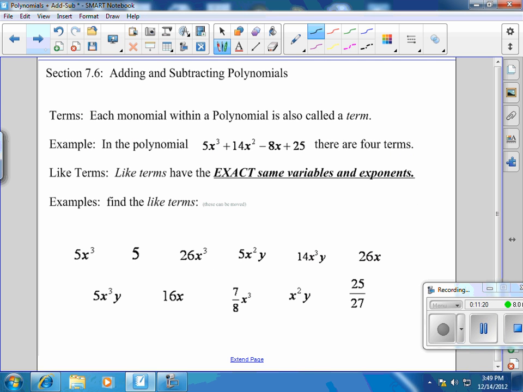We're going to do section 7.6, the adding and subtracting, but I'm going to put it on the next video.